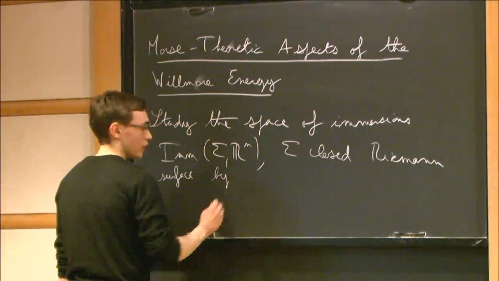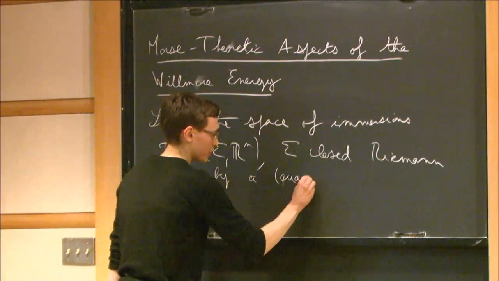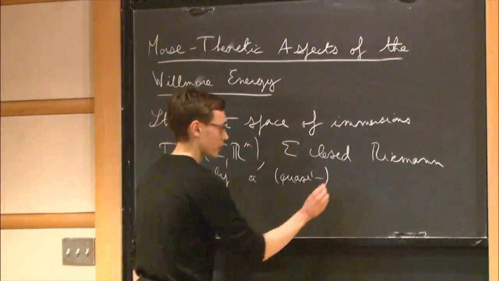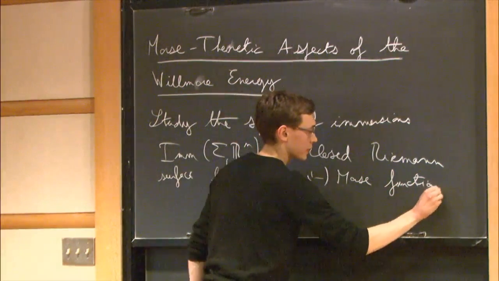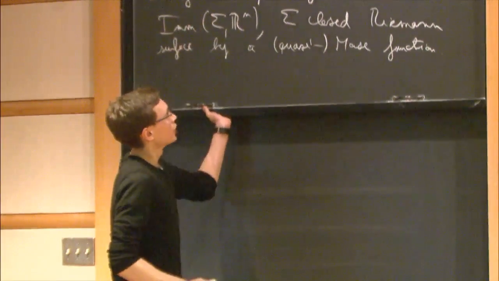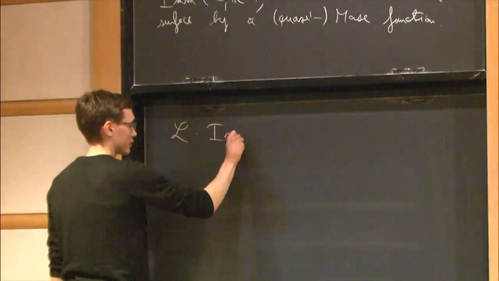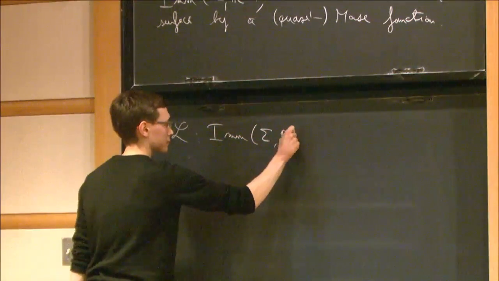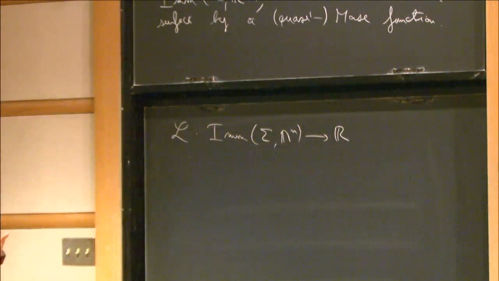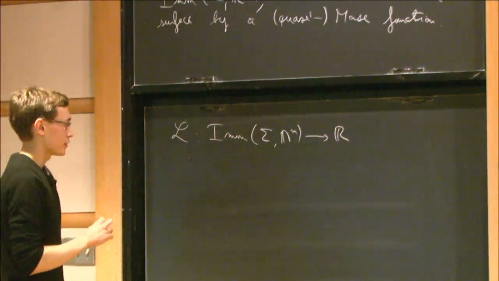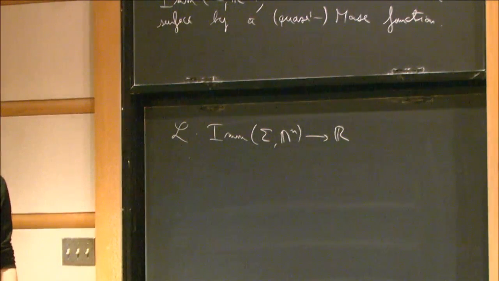By using a Morse function, and I will write a quasi-Morse function because we'll see we cannot quite get a Morse function. Which means that we are looking for a function L from the space of immersions into R, which should be some kind of measure of the complexity of the immersion. And so it should also be invariant under transformations which do not change the immersion geometrically.